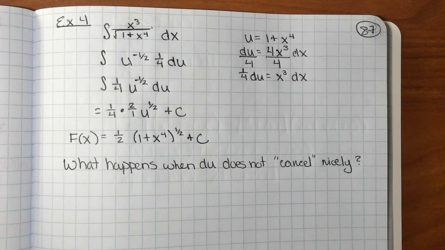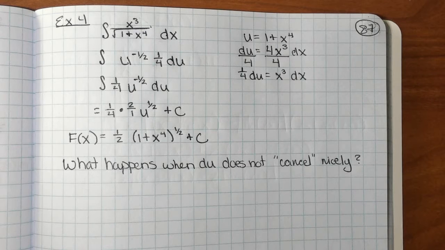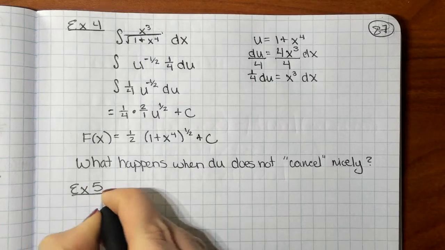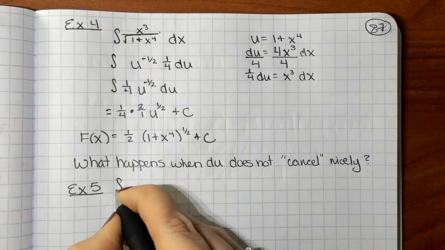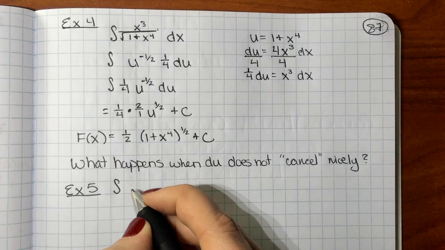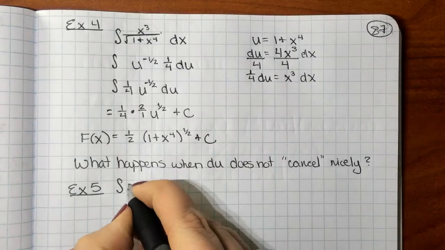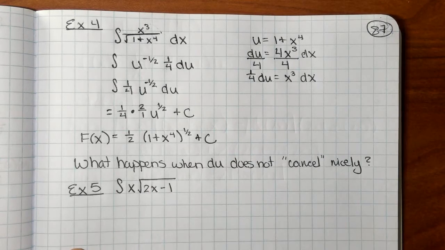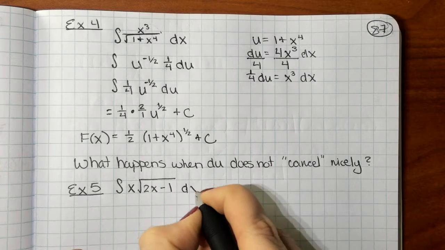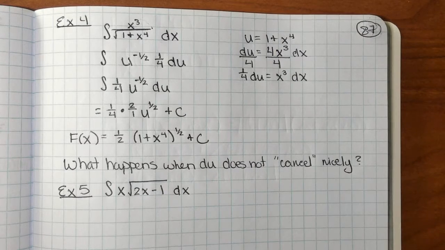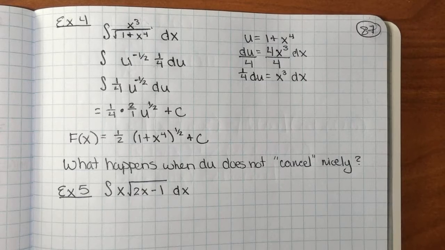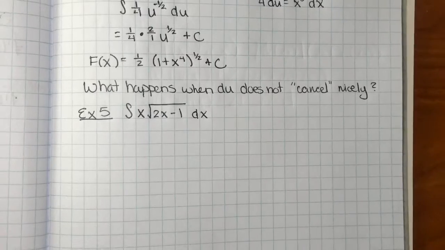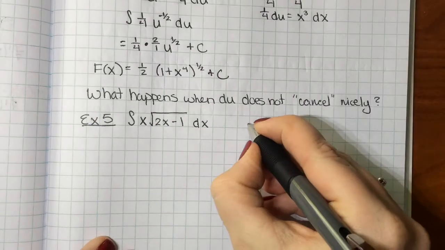Okay, so I actually showed Brendan this yesterday. Example 5. Let's just look at the integral. And guys, sometimes you'll pick a u and it was the wrong u to pick, so you'll have to start over again. So, the integral of x times radical 2x minus 1 dx. Let's try the same thought process. What's the inside function? Let's try it with u equaling 2x minus 1.